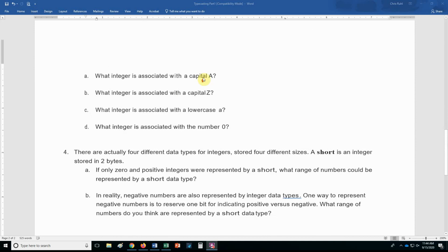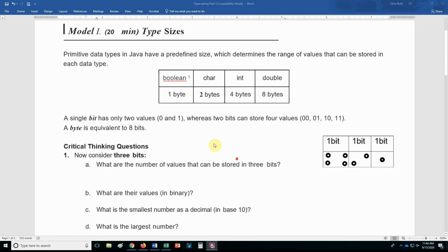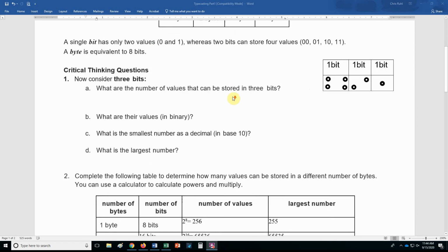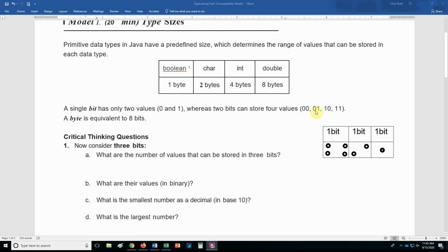So let's look at our two bits item. Two bits would be 2 to the second. If we only had 2 bits, it'd be 2 squared, which would be 4. And it'd be these 4 right here, 0, 1, 2, and 3.